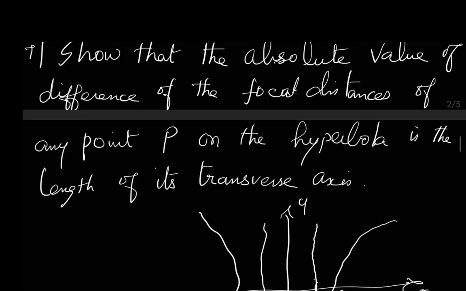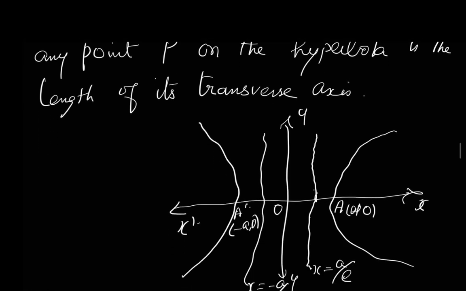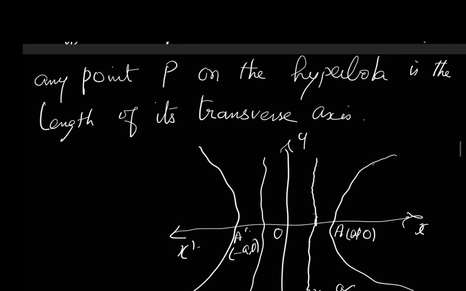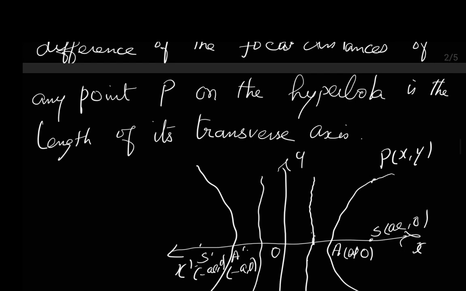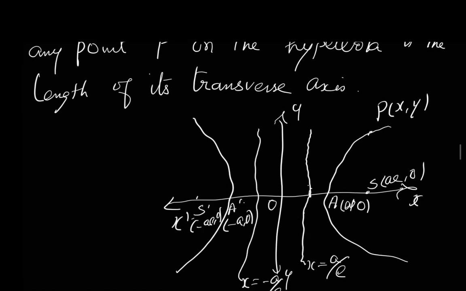The absolute value of the difference of focal distance. What is focal distance of any point P? So let me take a point P, x comma y on the hyperbola. This is S, AE comma 0 and this is S dash, minus AE comma 0. The absolute value of difference of the focal distances.